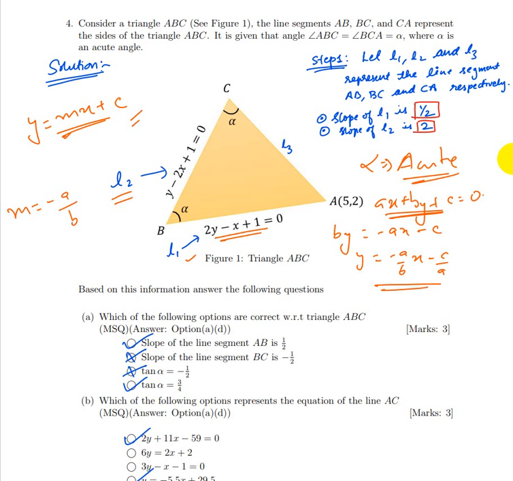What is a? It's the coefficient of x, and what is b? It's the coefficient of y. So from this information we can find that slope of L1 is 1 upon 2. So we are having slope as minus a upon b. What is a? The coefficient of x, which is minus 1, and there is one minus here also, and here is 2, so it is just half. Okay, and similarly slope of line L2 is 2.